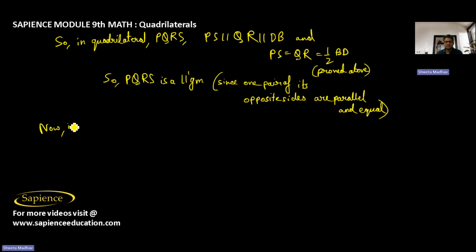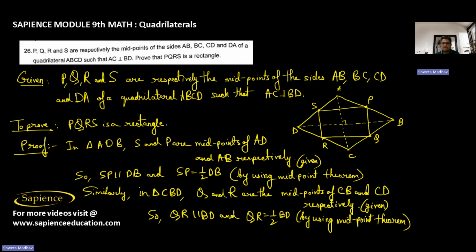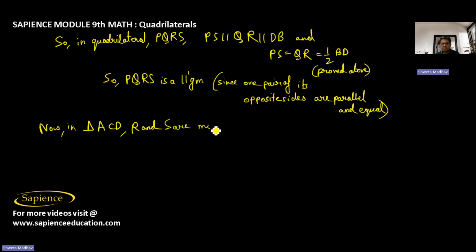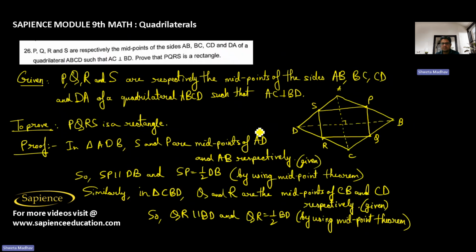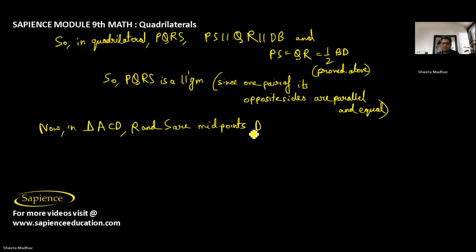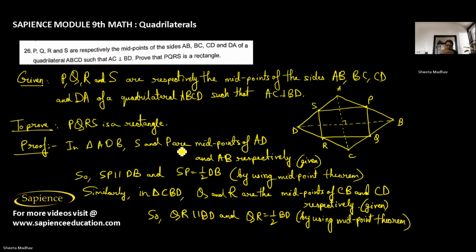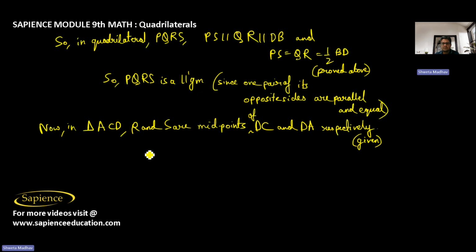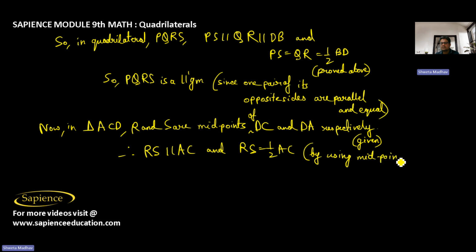Now, in triangle ACD, R and S are the midpoints of DC and DA respectively, which is given. So therefore I can say that RS is parallel to AC and RS equals half of AC by using the midpoint theorem.